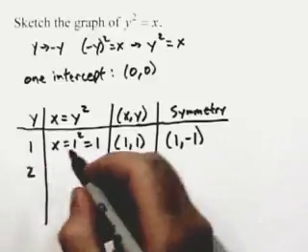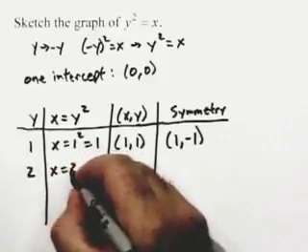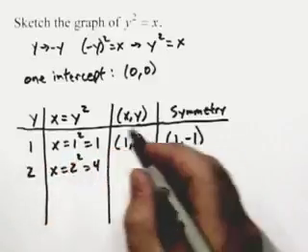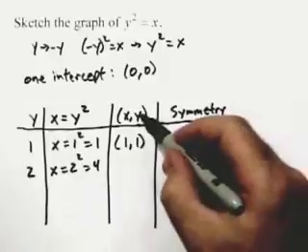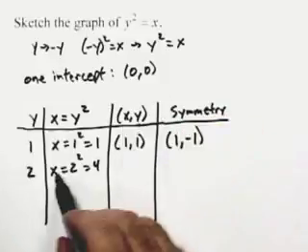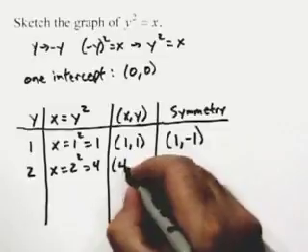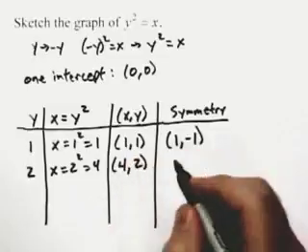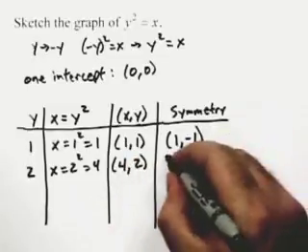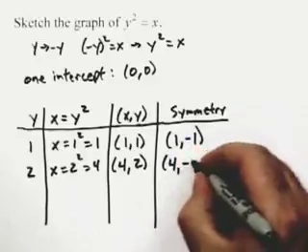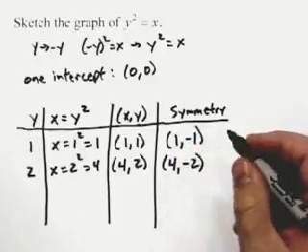If we let y equal 2, x is equal to 2 squared, which is 4. We need to be careful if we write our ordered pair, it's x comma y. Since x is 4, we need to write this as 4 comma 2. Using symmetry, we get an additional point, 4 comma negative 2.